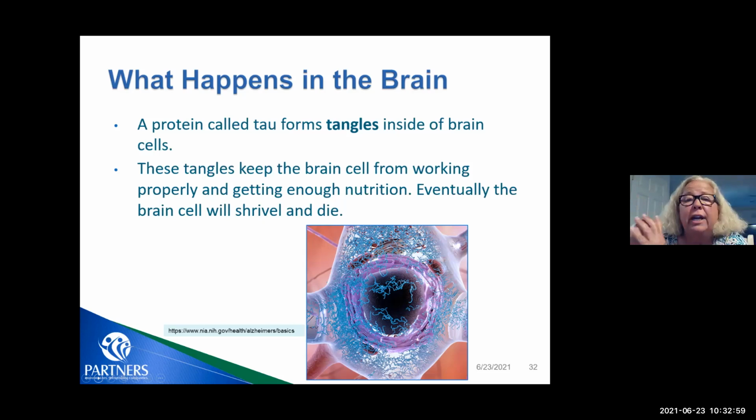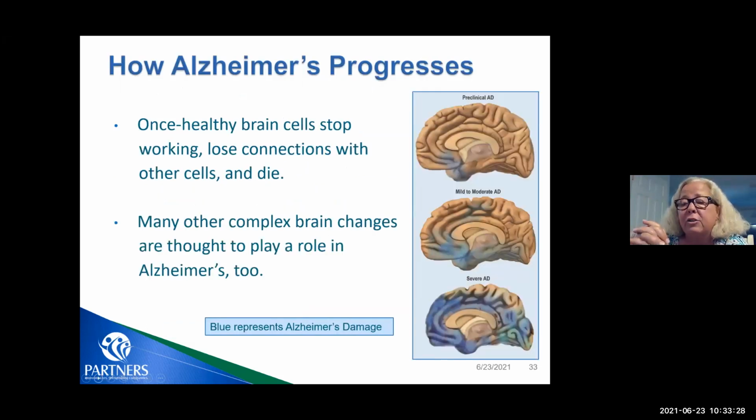Now, those tangle strands keep the brain cell from working properly, and the brain cell can't absorb enough nutrition to stay healthy. So the brain cell starts performing poorly, then it gradually shrivels up and it dies. Now, we have millions of brain cells, but if you're very gradually, day by day, losing brain cells one after another over time, it affects the overall brain. This is a drawn picture, but it's kind of good to understand how Alzheimer's spreads.